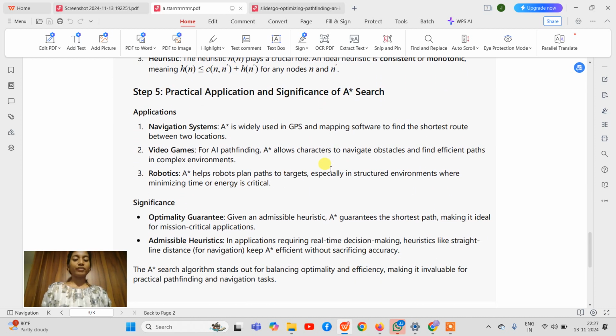Practical applications and significance of A star search. Navigation systems: A star is widely used in GPS and mapping software to find the shortest route between two locations. Video games: for AI pathfinding, A star allows characters to navigate obstacles and find efficient paths in complex environments. Robotics: A star helps robots plan paths to targets, especially in structured environments where minimizing time or energy is critical.